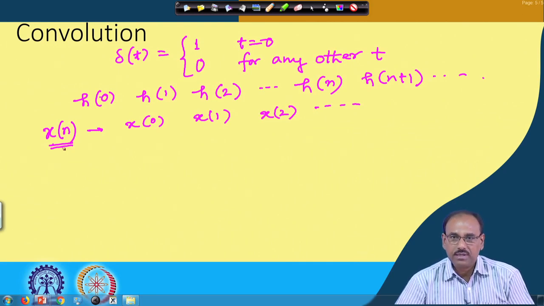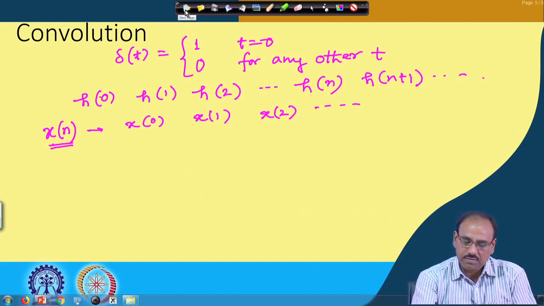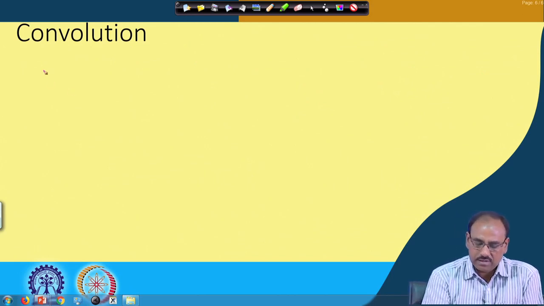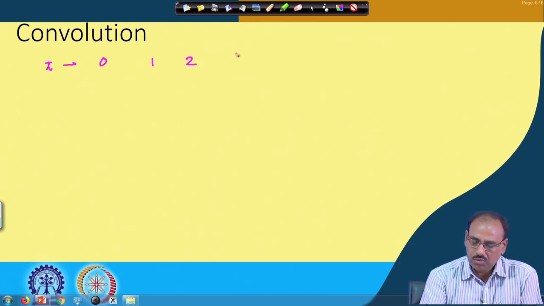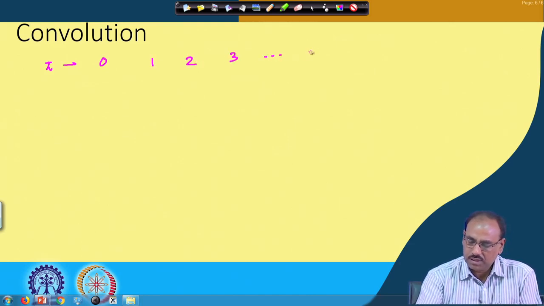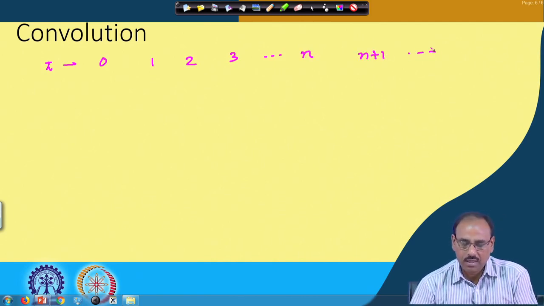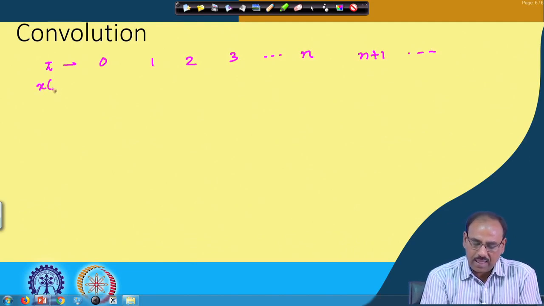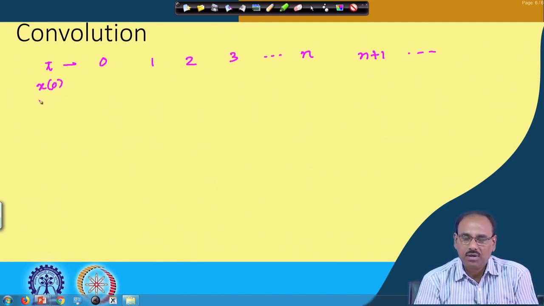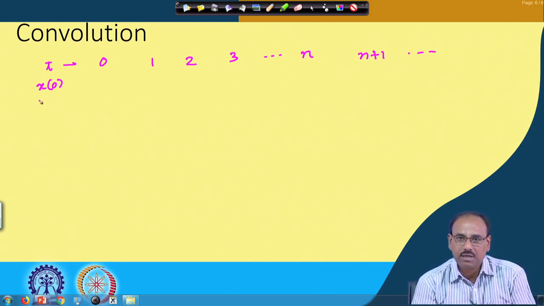So, assuming this and considering the property of linear time invariant systems, I can represent the output sequence like this. Let us put, on this side, t equal to 0, 1, 2, 3, say t equal to n, t equal to n plus 1, and so on. So, you are feeding x0 at t equal to 0. With this x0, we said that the impulse response of the system is given by h0, h1, h2, and so on.